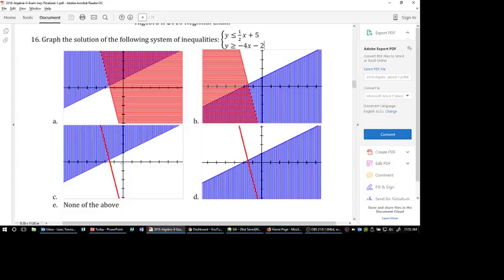So without even spending any time with the shading, and even with the different possibilities with the change in tick marks, whether they represent 1 or 5, none of these four graphs are going to represent these two lines. So from that alone, the choice has to be E, none of the above.